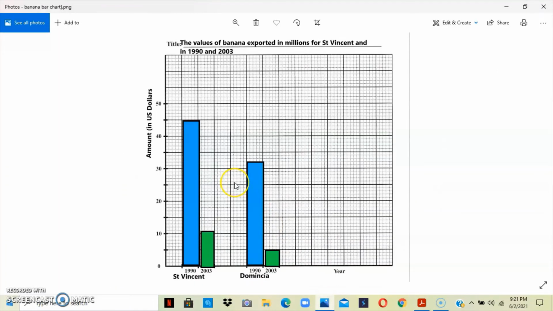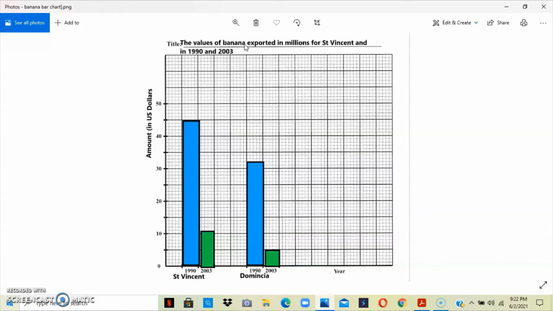Now, this is how your bar graph should look. I've used blue to represent the 1990 data and green for the 2003 data. Along your vertical axis, you need to label the amount in US dollars, or the value in US dollars. I've placed St. Vincent and Dominica to show which one I'm representing on the bar. This is pretty important, and you have to give your graph a title: The value of bananas exported in millions for St. Vincent and Dominica in 1990 and 2003.